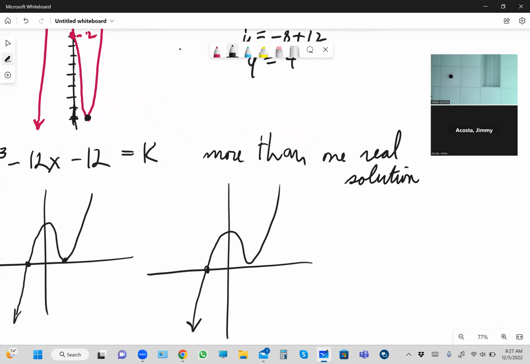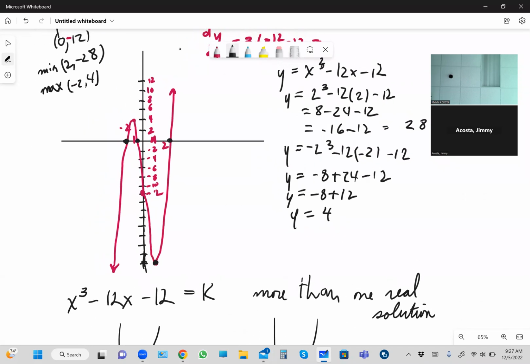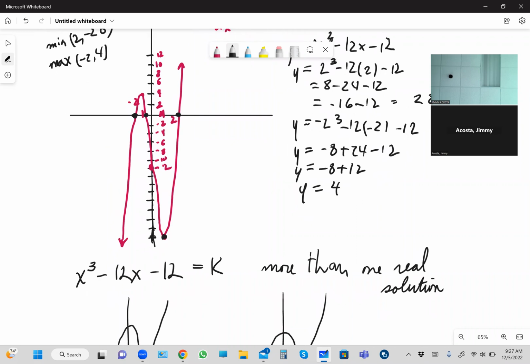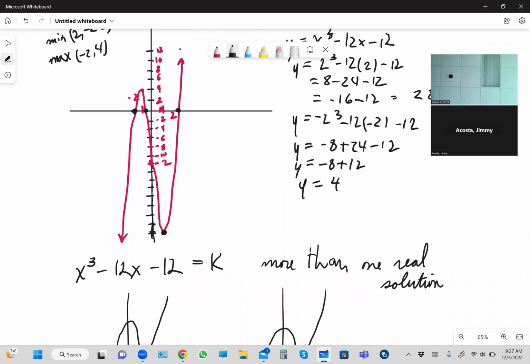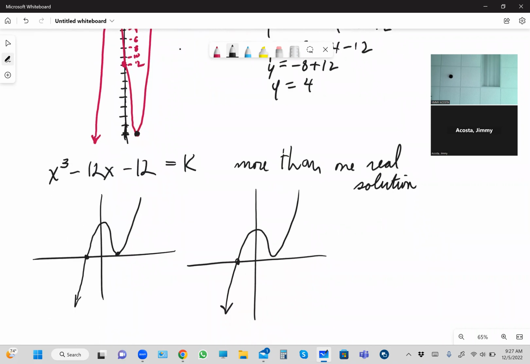So it says more than one real solution. It doesn't say at least one real solution. So we got to get to that point. How would you do that? What would you do? Think about what K does. What does K do? All right, let me be clear about this. Say it. What are you thinking? It's not right.